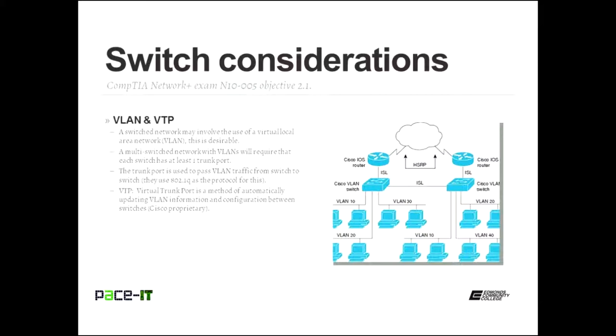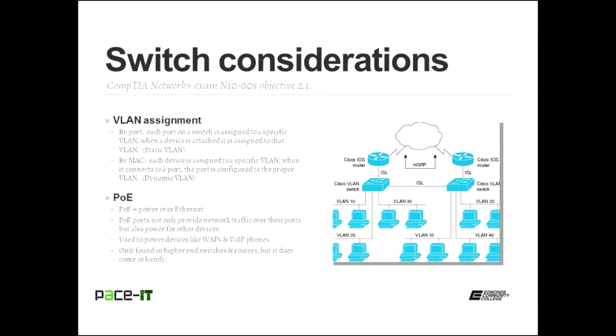Then there's VTP, VLAN Trunking Protocol. Now, this is a protocol or method of automatically updating VLAN information and configuration between switches. Now, this is Cisco proprietary, and it is still a valid protocol as far as Cisco is concerned. It's actually very handy. You can take a Cisco switch and label it as the VTP server and load the configuration in it. And when you fire up another switch that is designated a VTP client, it will actually get its VLAN configuration from the other switch and provide that out to its network. It's a handy method for passing that information and for keeping things current.